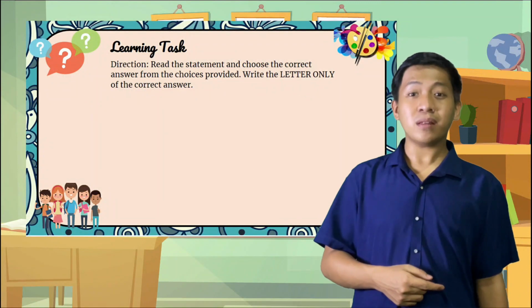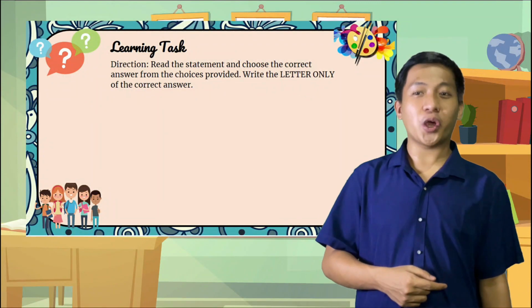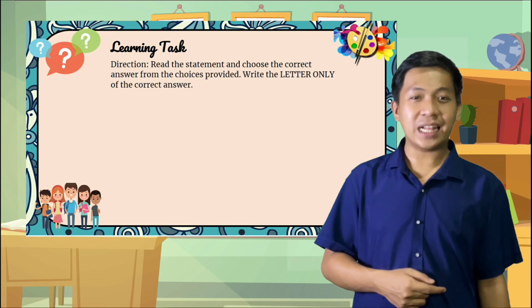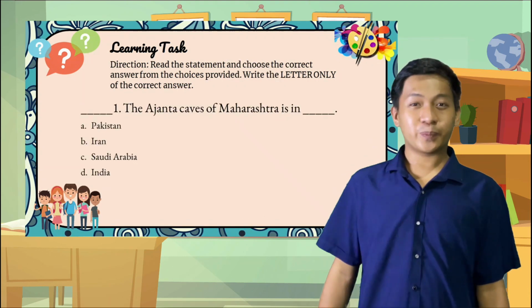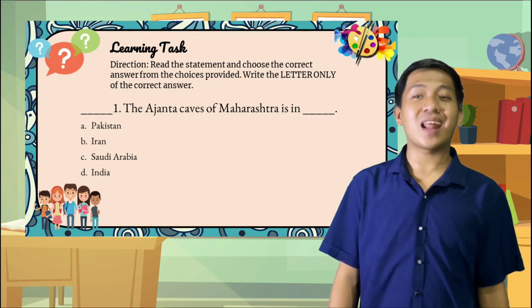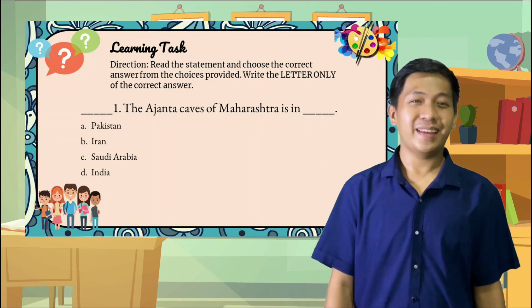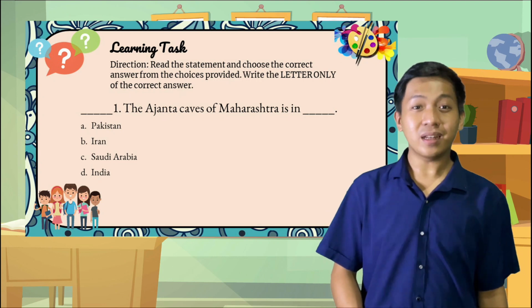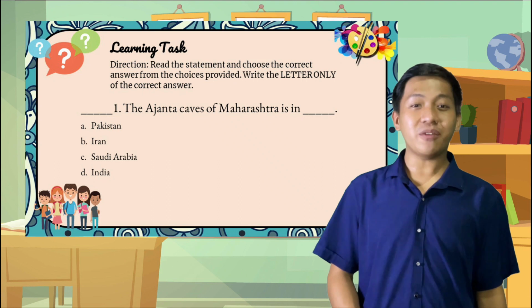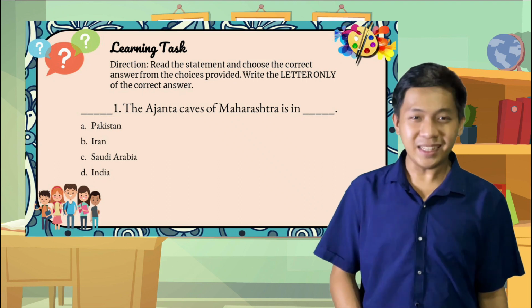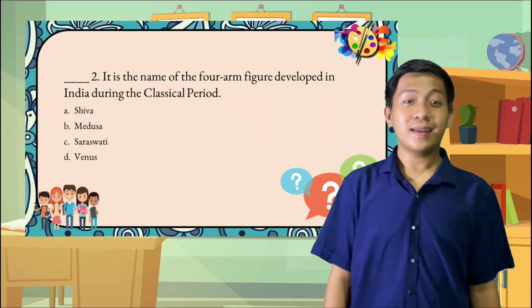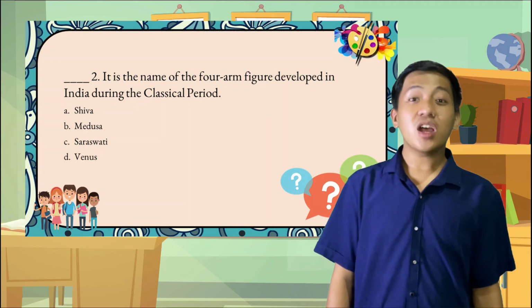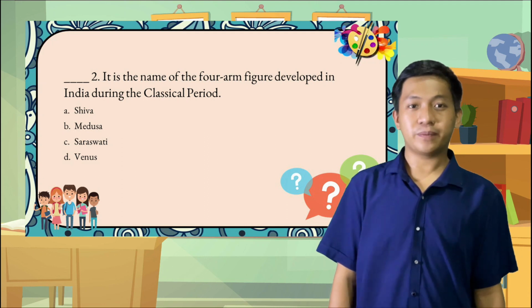For each statement, choose the correct answer from the choices provided. Write the letter only of the correct answer. Number 1. The Ajanta Caves of Maharashtra is in A. Pakistan, B. Iran, C. Saudi Arabia, or D. India. Number 2. It is the name of the four-armed figure developed in India during the classical period.